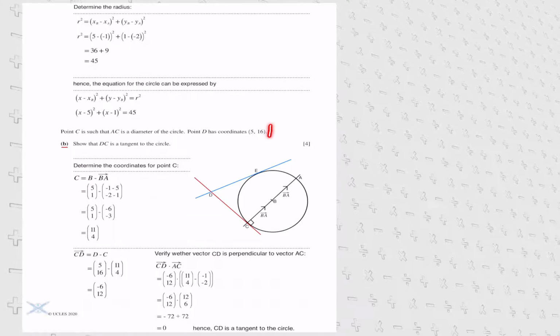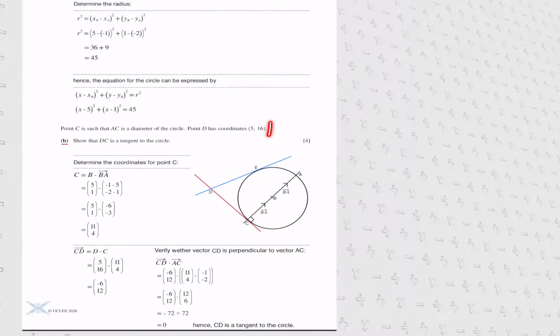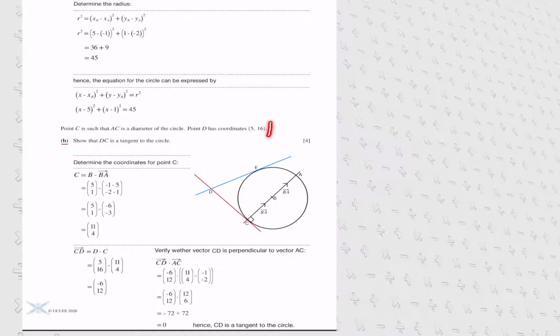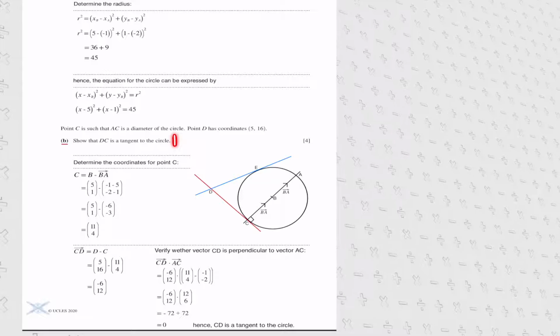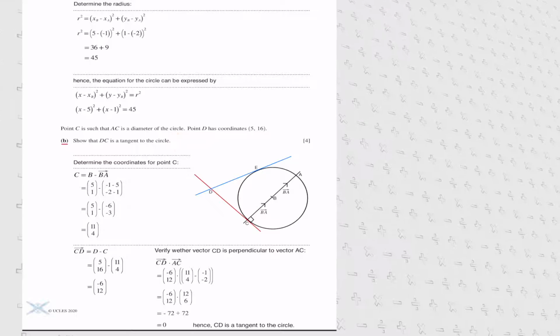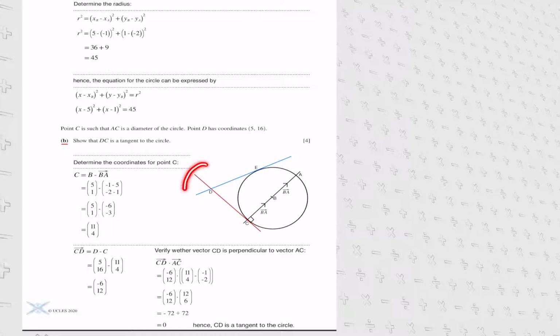For part B of this exercise, it is stated that point C is such that AC is a diameter of the circle. Point D has coordinates (5, 16). Here we are supposed to show that DC is a tangent to the circle. In order to be able to visualize the entire situation, I have provided you with a sketch of the problem over here.